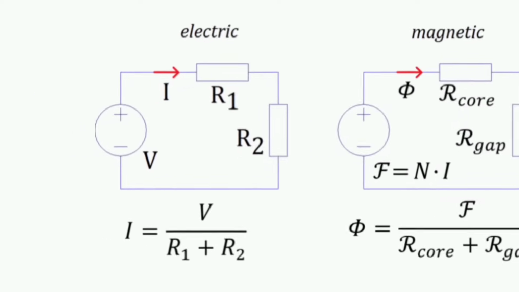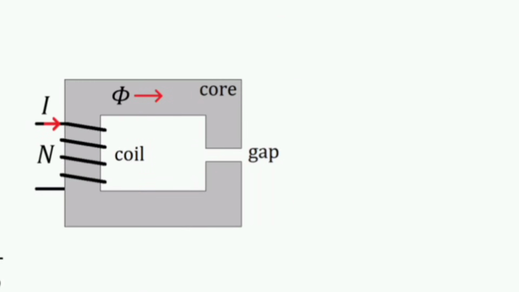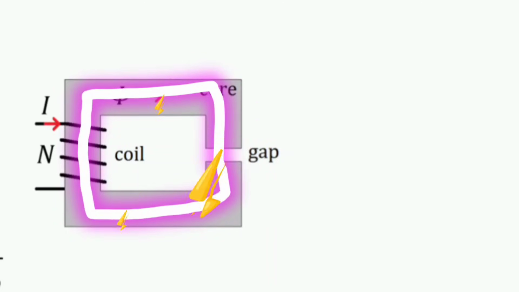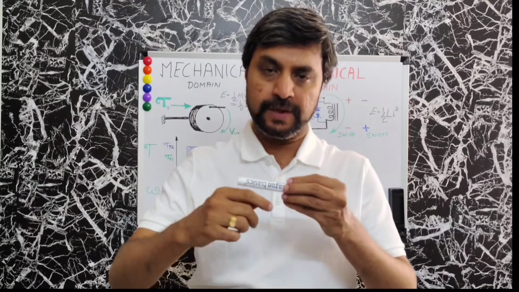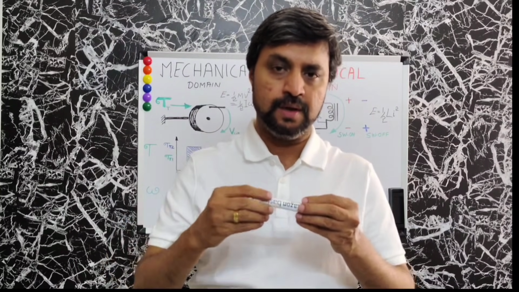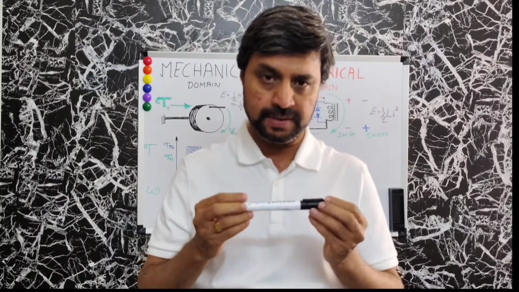As you know, the maximum energy, that is heat, dissipated for the same current I will be at the higher resistance. Same way, the maximum energy stored for the same flux phi will be at the higher reluctance, that is the air gap. When you wind an inductor or make an inductor, generally you will be winding it on a core. A core is a substance which has a very high permeability.